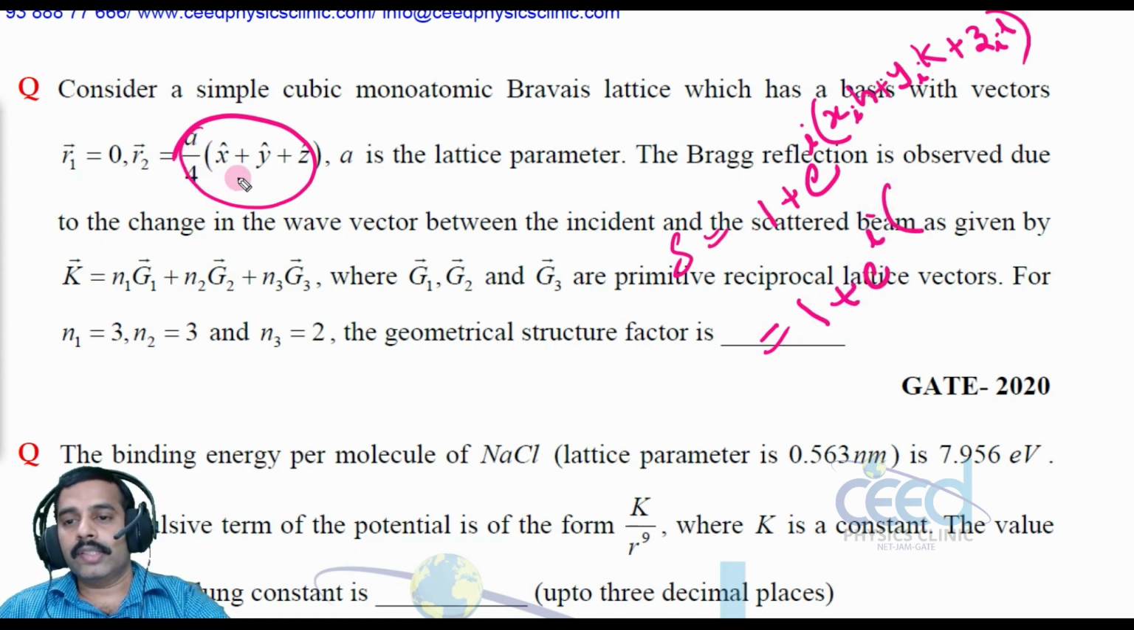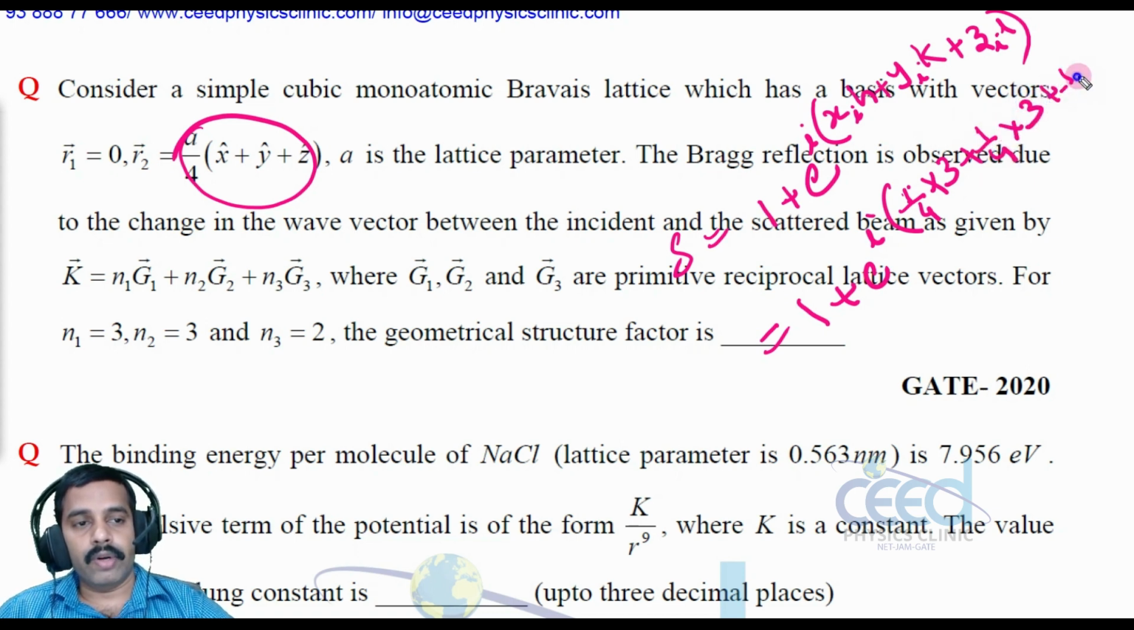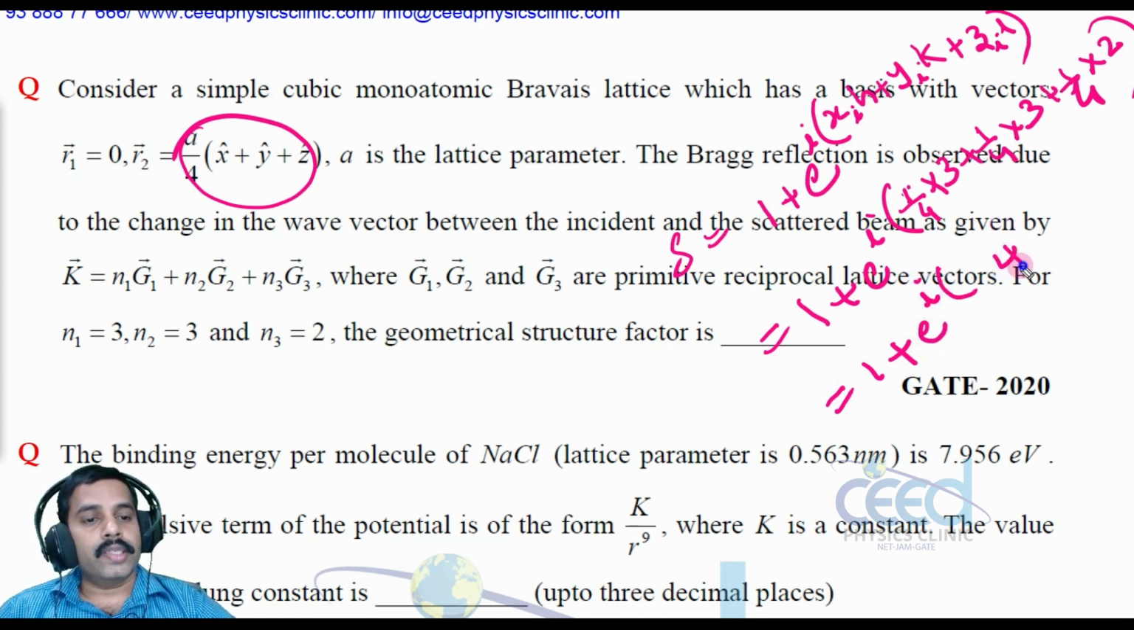Here all these lengths are a by 4, right? So n1 is equal to 3. So I can write this as a by 4 into position vector, that is 1 by 4 into a x cap plus, so 1 by 4 into h, that is n1, 3, plus again 1 by 4 into n2, 3, again 1 by 4 into n3, that is 2, right? That is equal to 1 plus e raised to i into 4, I can take common, that is 3 plus 3 plus 2, that is 8.